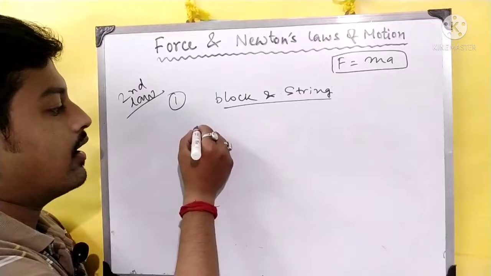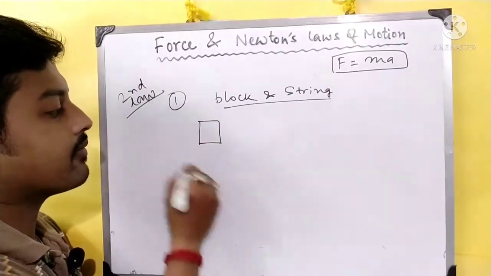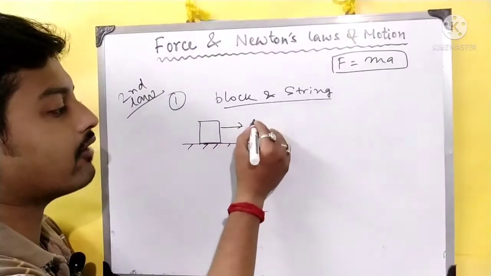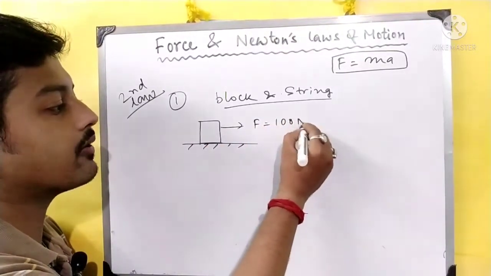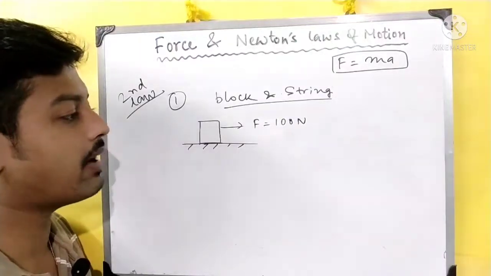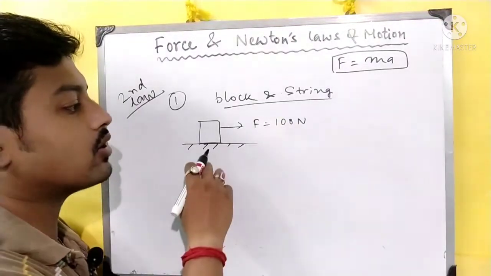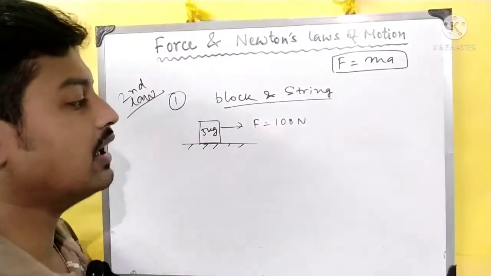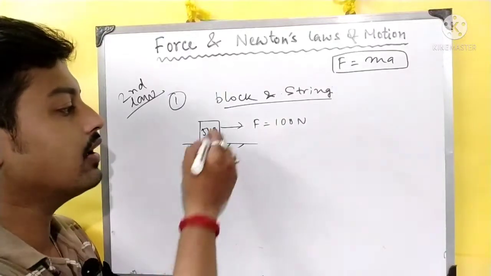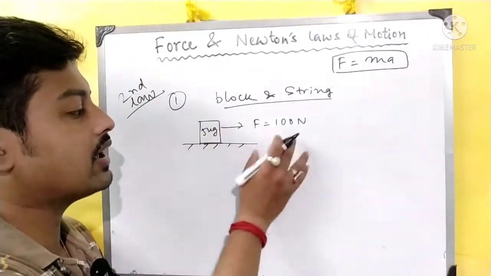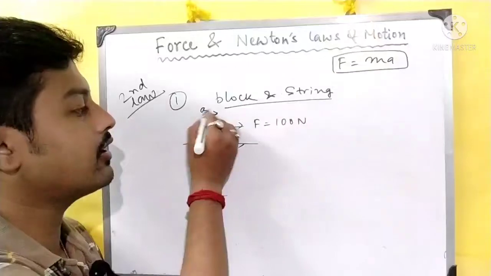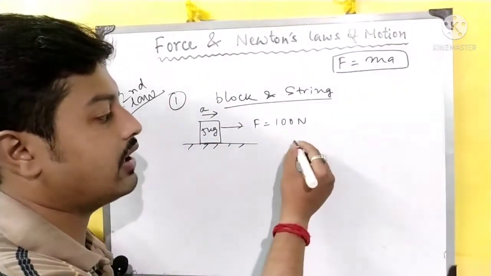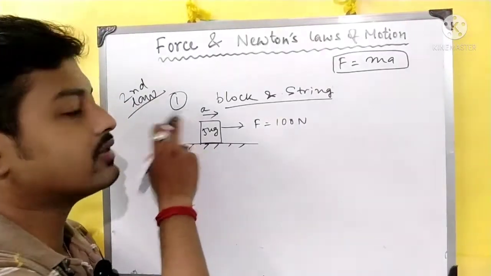See, suppose a body is resting on a plane and it is pulled by a force of 100 Newton. So this body, having a mass of, suppose, 5 kg, you have to find the acceleration of this body. If you apply a force of 100 Newton on this body, it will start to accelerate in the direction of application of force, and we will have to find the value of this acceleration.